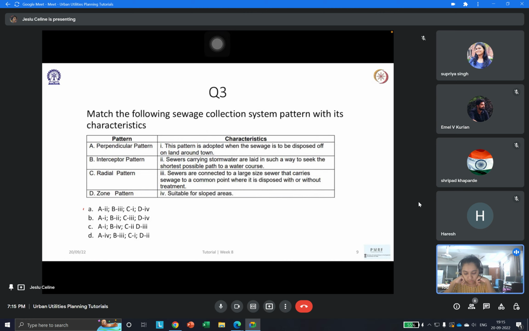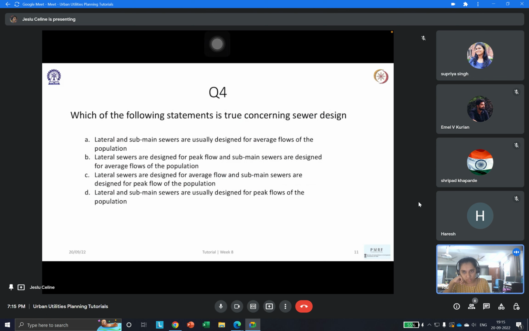And zone pattern, it is suitable for sloped areas. Right. So let's go into the option. Option A is the right answer.